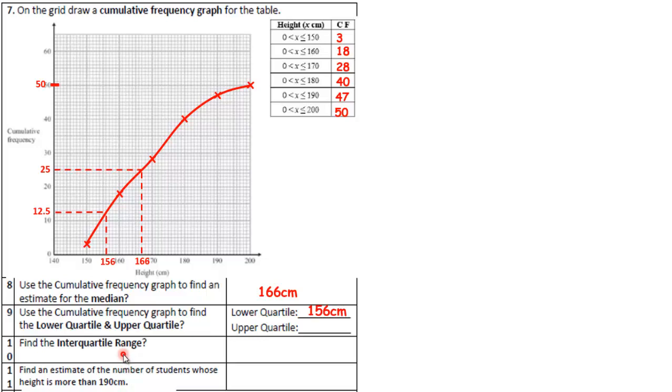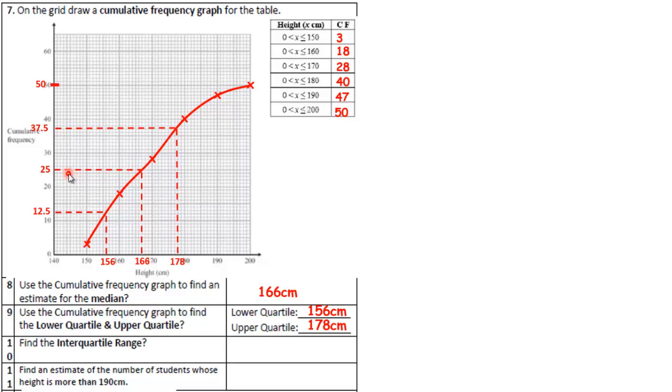Again, if you're slightly out from that, that is no problem. To find the upper quartile, I need to go across from 3/4 of the way up. The best way to find that is to add these two, and that's why it's useful writing these numbers here. 25 plus 12.5 is 37.5. So from 37.5, I'm going to go across and then down, and I'm going to pick up my value there, and that I've got a 178.